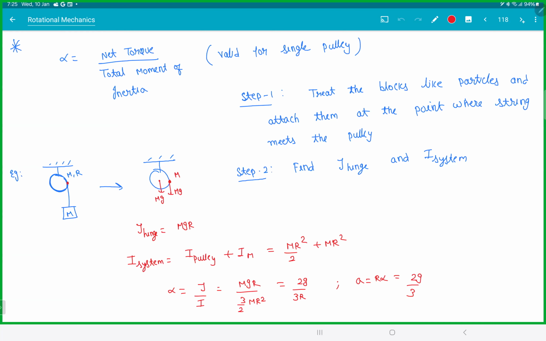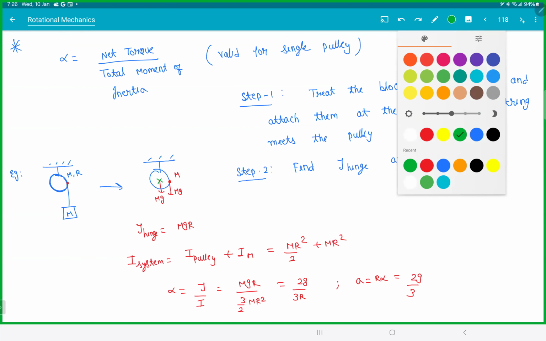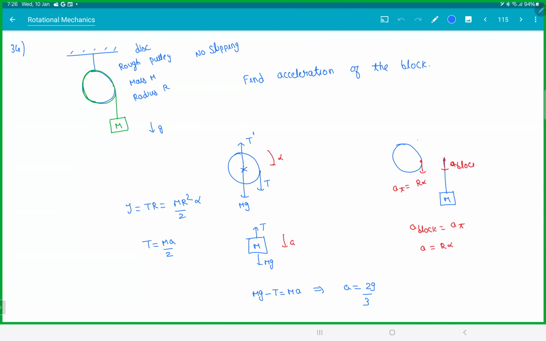What is the thingy part? Hinge part. Torque about the hinge, na? If you take torque about the hinge, this mg is passing through, na? So this torque won't be there. Only this torque will come, the block's torque. Right? Clear, everyone? So using this, let's see how you can frame questions.